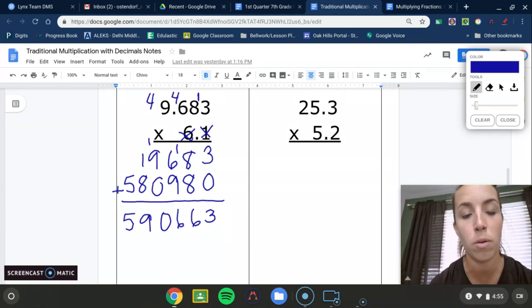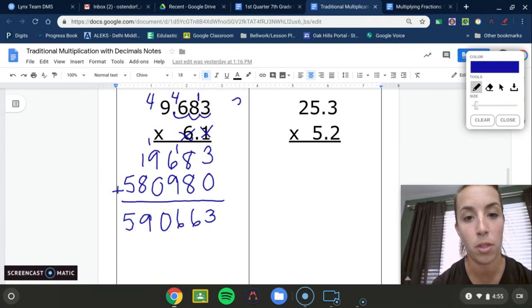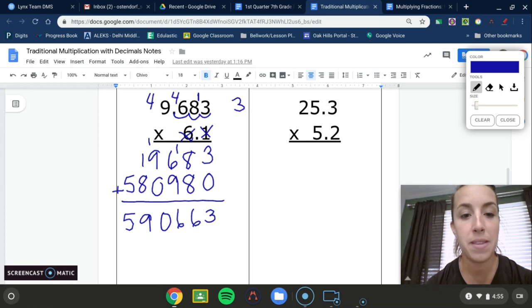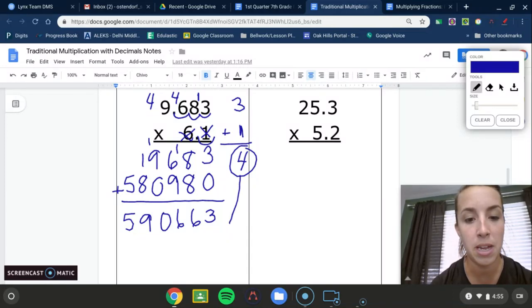So if you look here, in order to make my top number a whole number, I have to move my decimal point 3 spots. So I'm going to put a 3 out here. For my 6.1, I only have to move it 1 spot in order to make it a whole number. So then the total number that I have to move my decimal is 4 place values. So I'm going to come down here and move it 1, 2, 3, 4 place values. So my final answer for this problem is 59.0663.